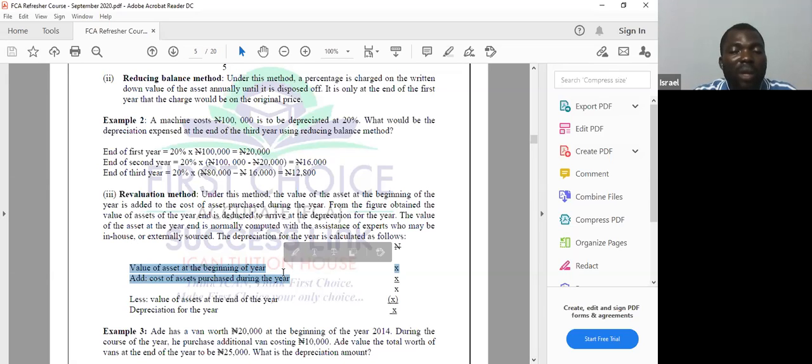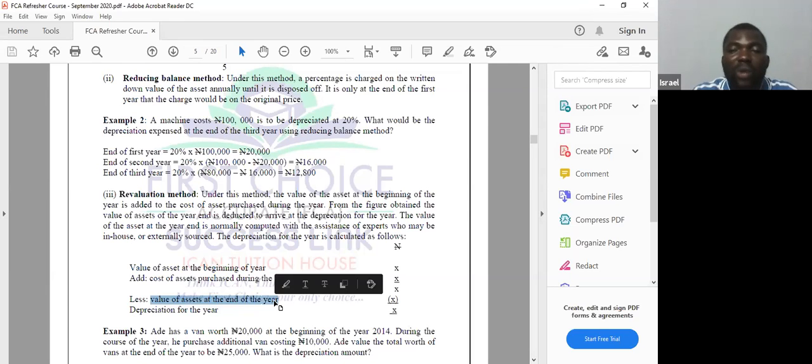Now look at what I have purchased during the year. I've purchased 20,000 naira worth of items on top of the 5,000 naira we had before, which means the total worth will be 25,000 naira. Then we move on to the value of the asset at the end of the year. So you carry out a valuation at the beginning and also at the end of the year.